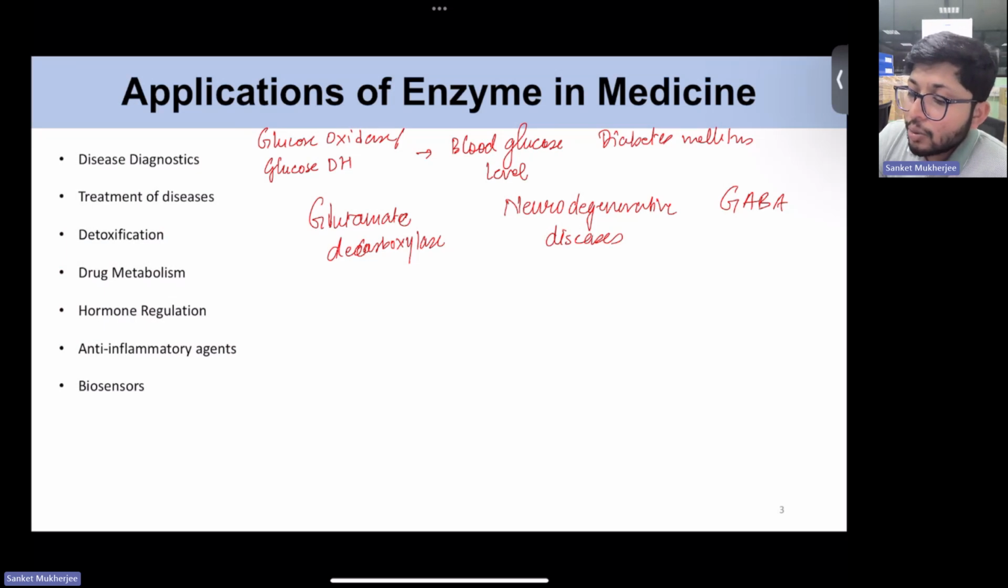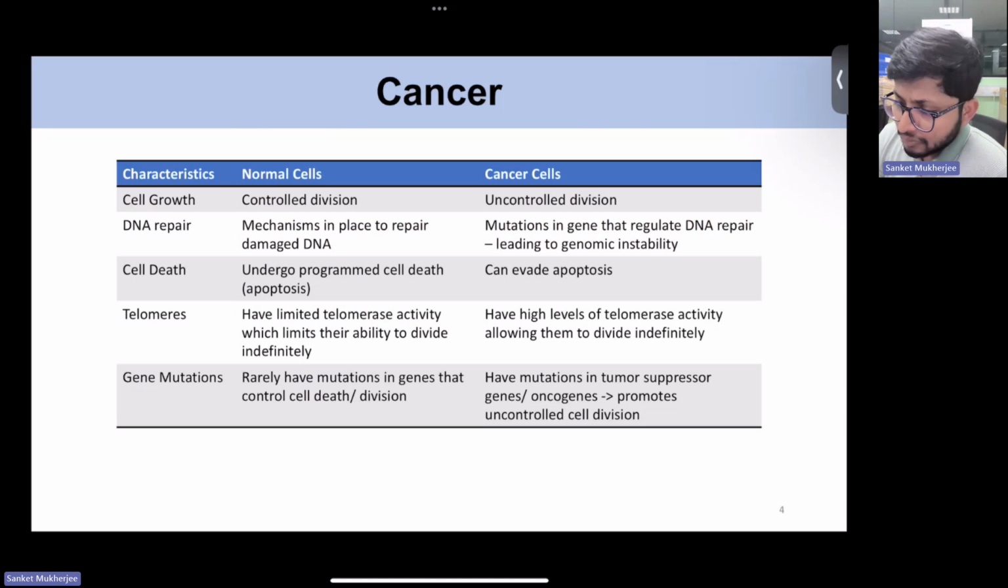Similarly, enzymes can also be used for treating diseases. There is enzyme replacement therapy, which we will be discussing. It can be used for detoxification as well, for drug metabolism, for hormonal regulations, anti-inflammatory agents, and as biosensors as well. Now, talking about cancer, which is a diseased condition in a lot of cells.